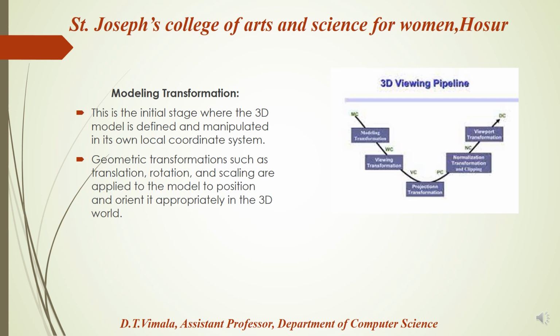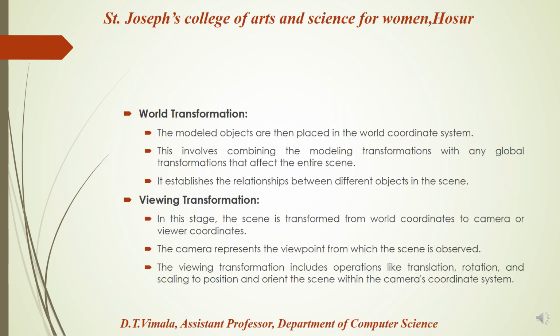First one, modeling transformation. This is the initial stage where the 3D model is defined and manipulated in its own local coordinate system. Geometric transformations such as translation, rotation, and scaling are applied to the model to position and orient it appropriately in the 3D world.